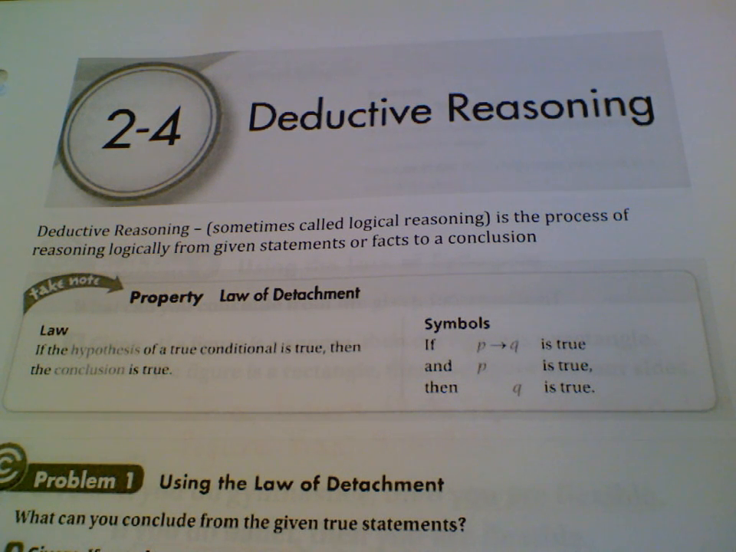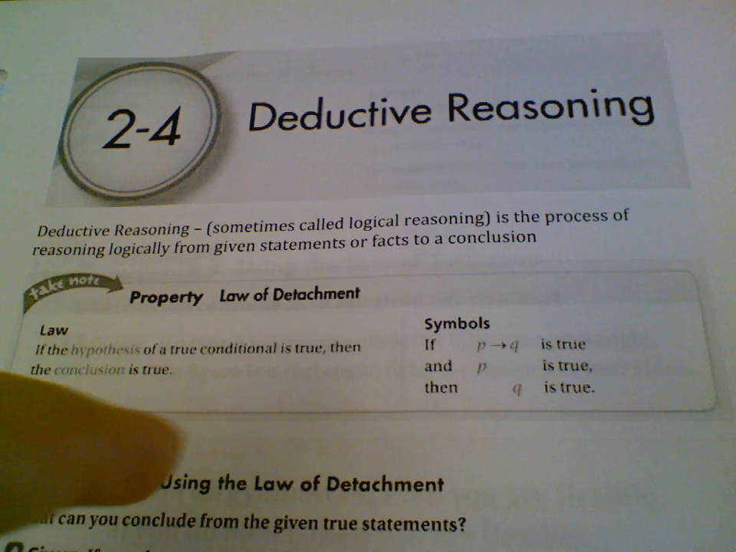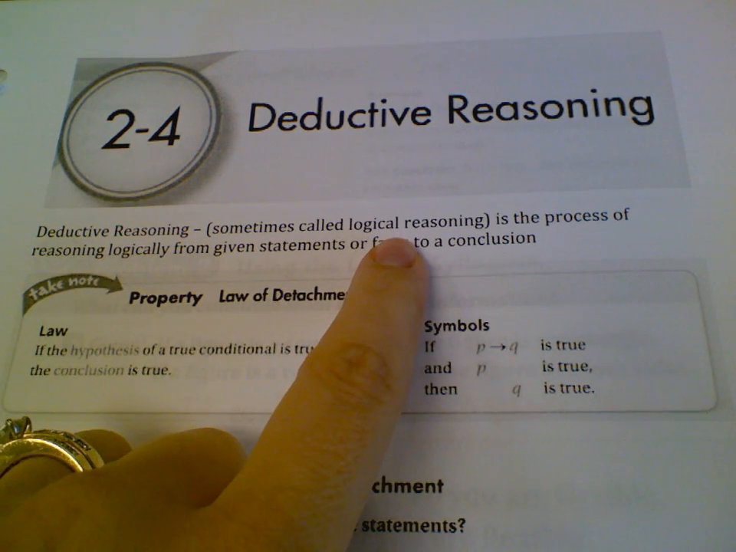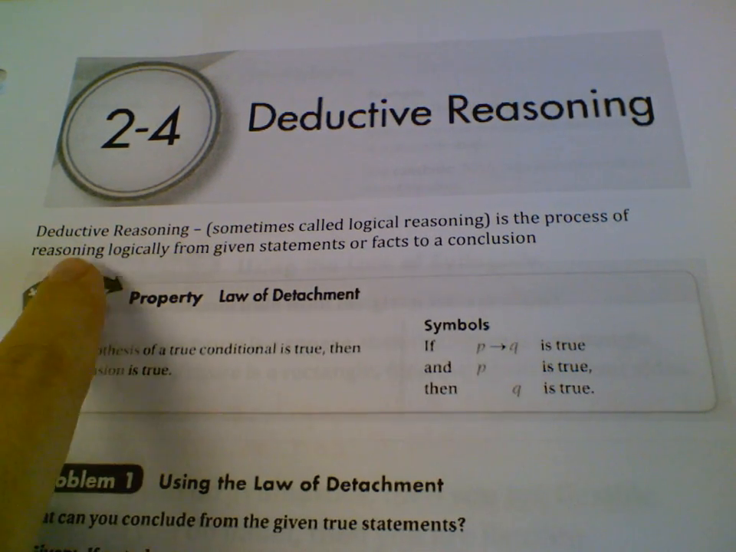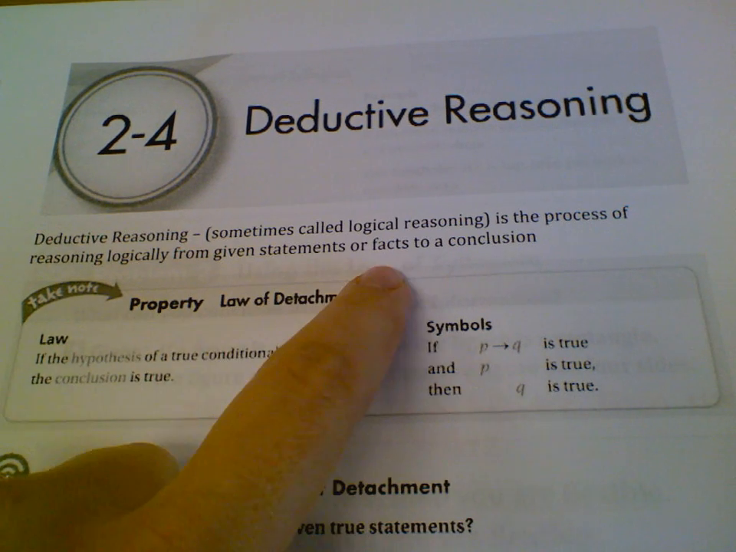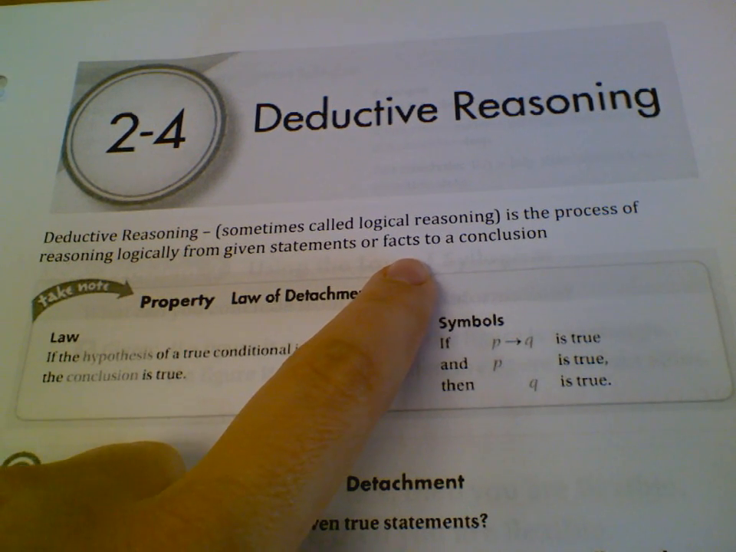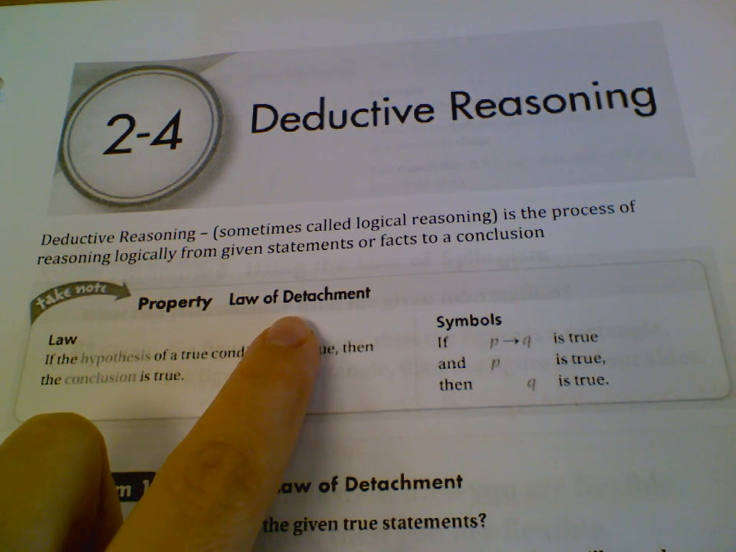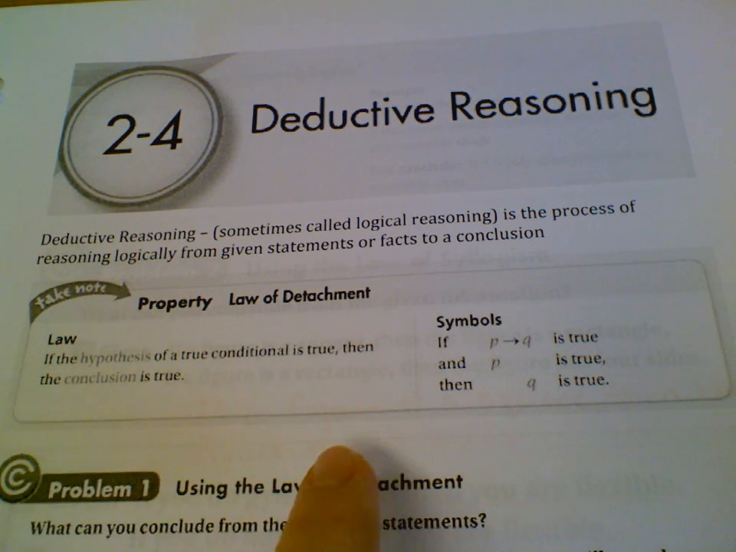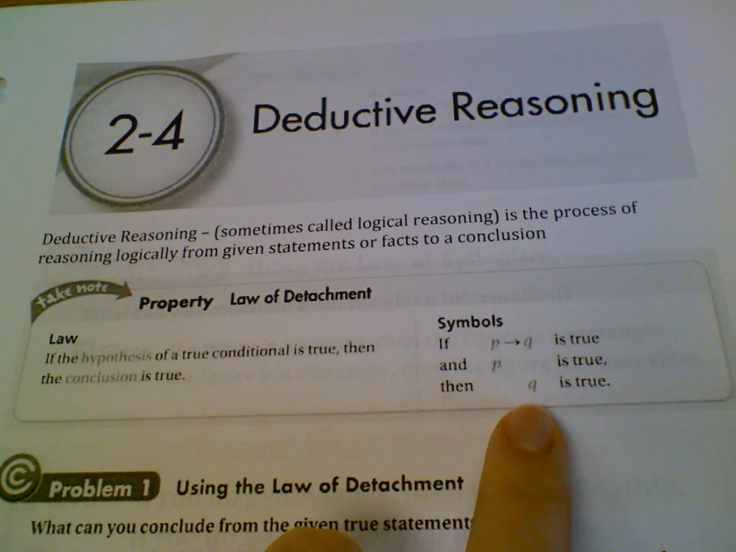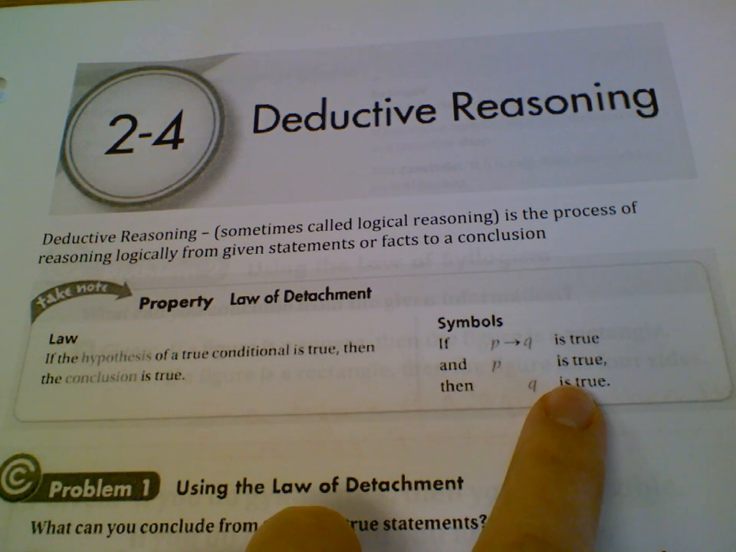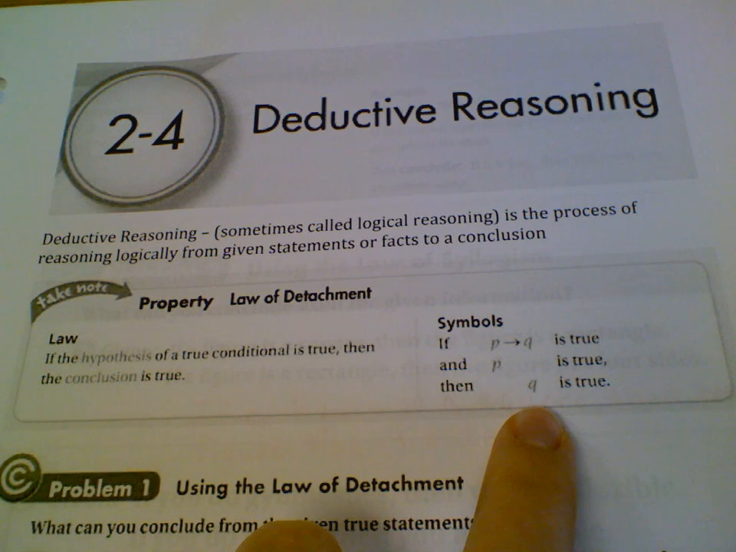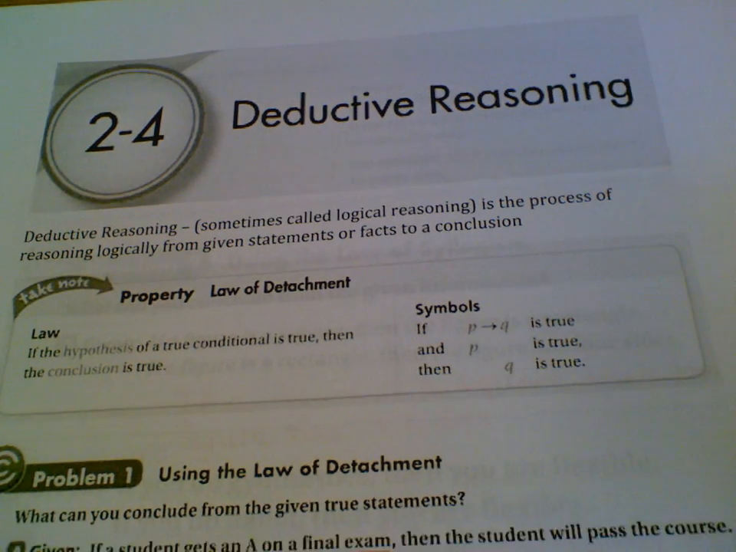Okay, so we're going to start getting into deductive reasoning. Deductive reasoning is sometimes called logical reasoning, and it's the process of reasoning logically from given statements or facts to a conclusion. So, this first part we're talking about is the law of detachment, and it says that if you have an if-then statement and you know the hypothesis is true, then you should also know that the conclusion should be true. Let's see what this looks like.